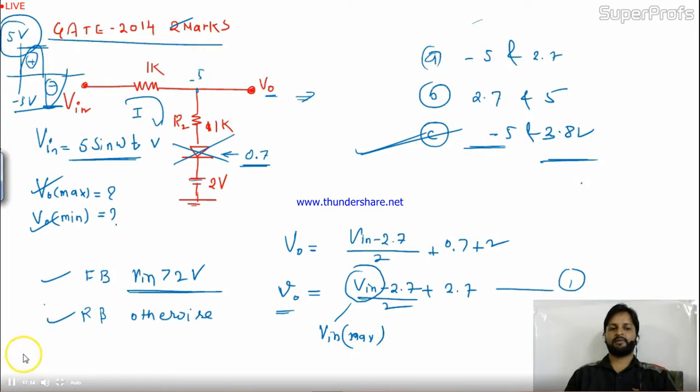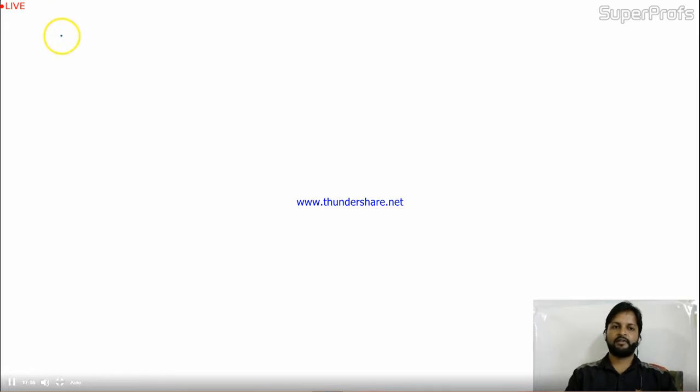Let's take another problem. This is again a GATE question, and the question is resistance R connected with, over here, this is the input stage given.